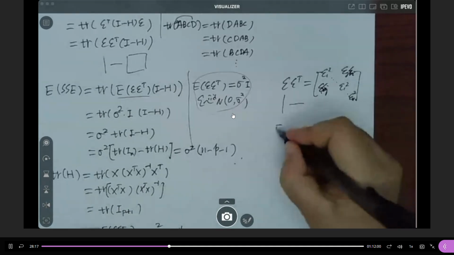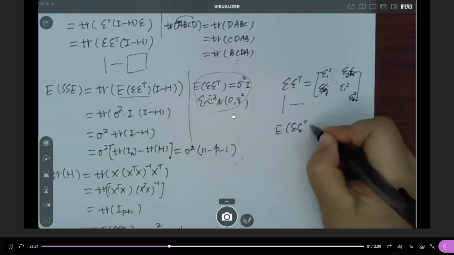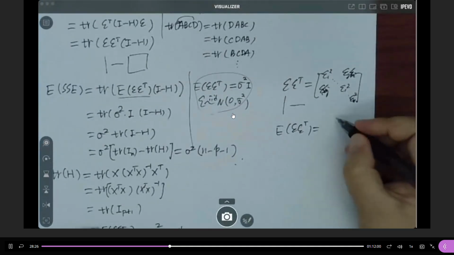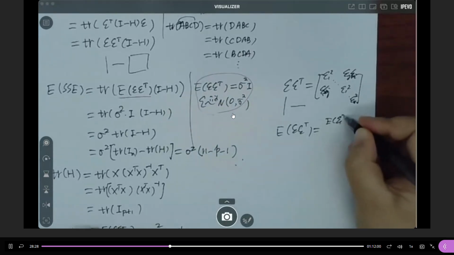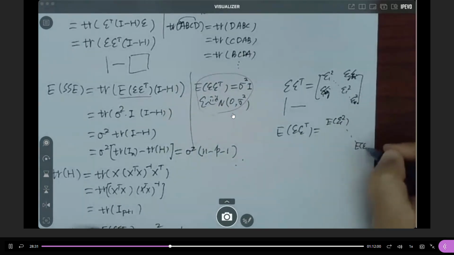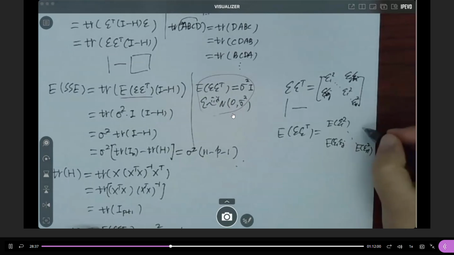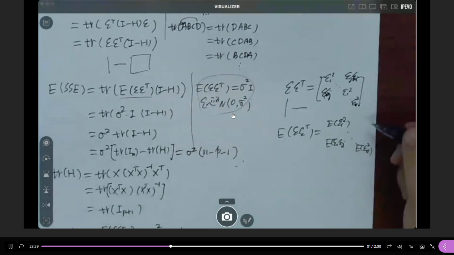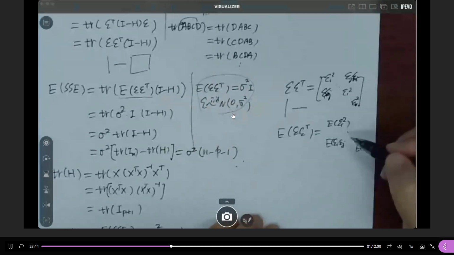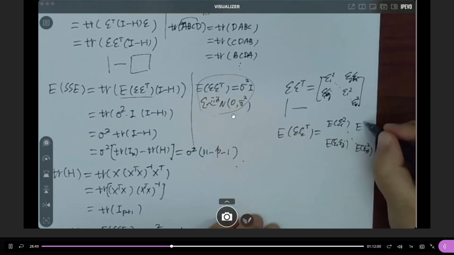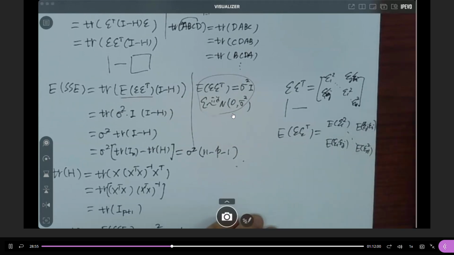And if you apply E, expectation, you basically apply expectation for each element. So each element, this will be E of sigma 1 squared. This will be E of sigma n squared. This will be E of sigma i sigma j for different i, j, and similar, although you cannot say it's symmetric, because each one is IID here. So E of sigma j sigma i, different rows and columns here.